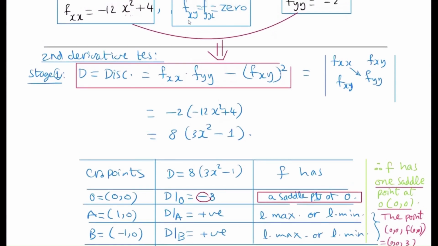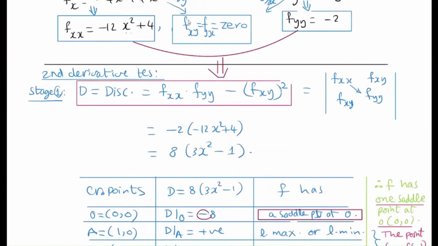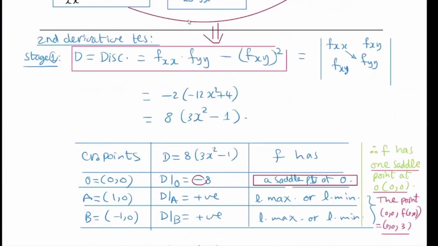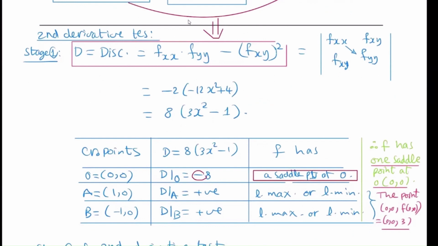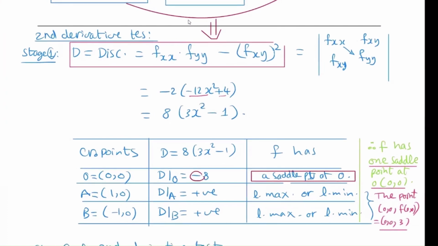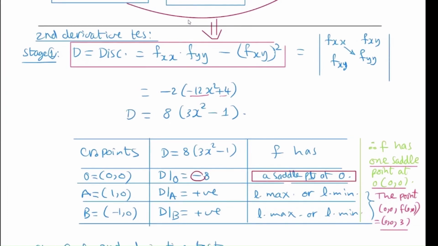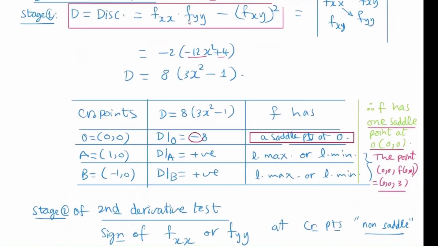So we get minus 2 times the bracket, minus 12x squared plus 4. We take minus 4 as a common factor, times minus 2 outside, and we get positive 8 times 3x squared minus 1. This is the discriminant for all points x. It does not depend on y at all. There is no y in it.